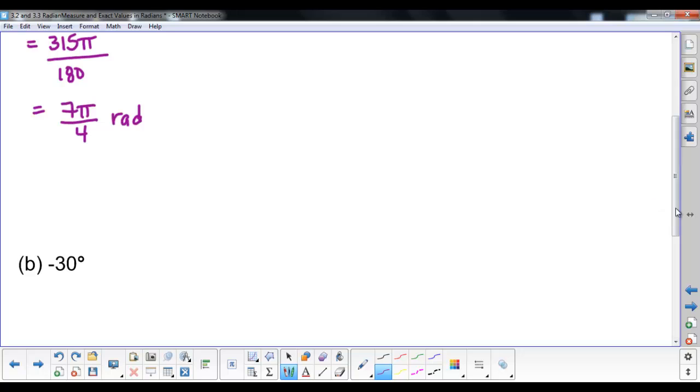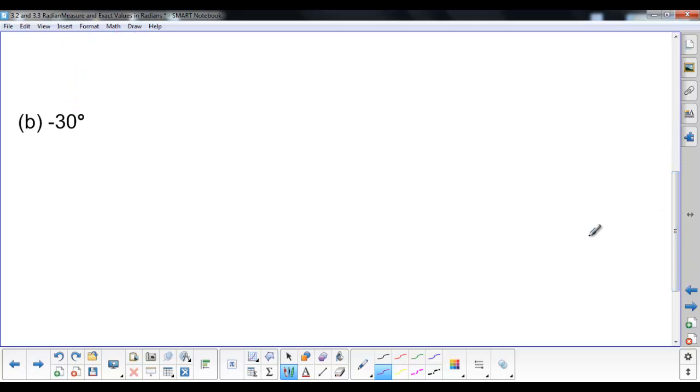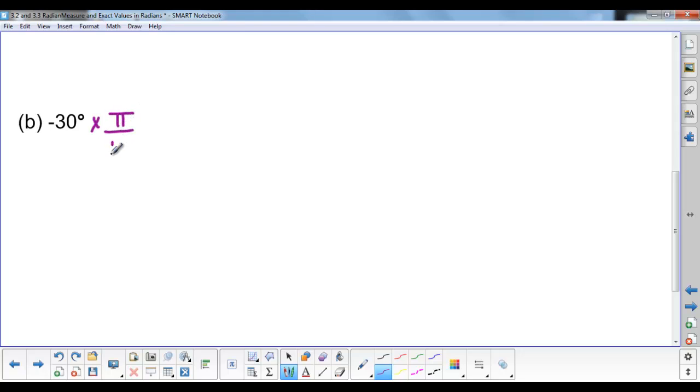So we'll try again. Take this negative 30 degrees, and we'll multiply by pi over 180. So again, numerators times numerators, denominators times denominators, and then you can just reduce. Negative 30 over 180 reduces to negative 1 over 6. So negative pi by 6 radians.